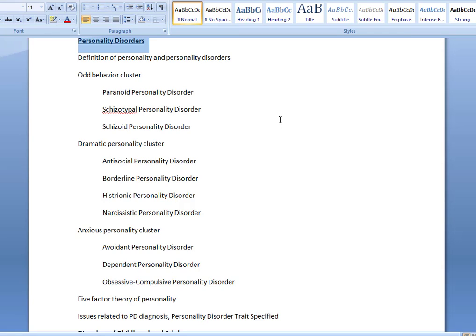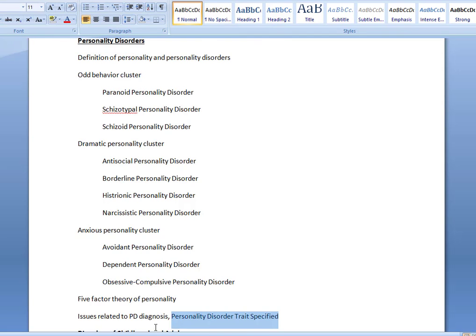In addition to that, we look for specific personality disorders. So we don't just label a person as having a personality disorder. Our current DSM-5 gives them a specific diagnosis, and we talked about 10 in particular. And we're going to come back and talk about those in a second.